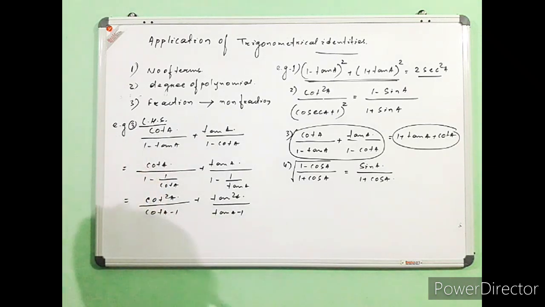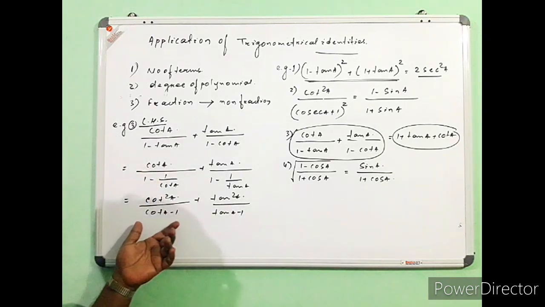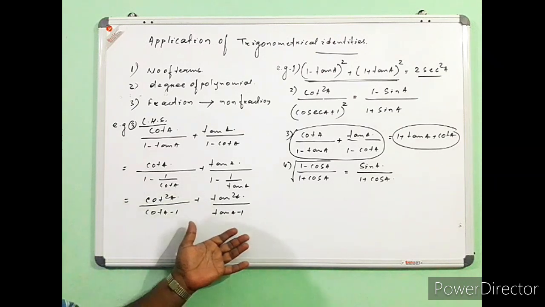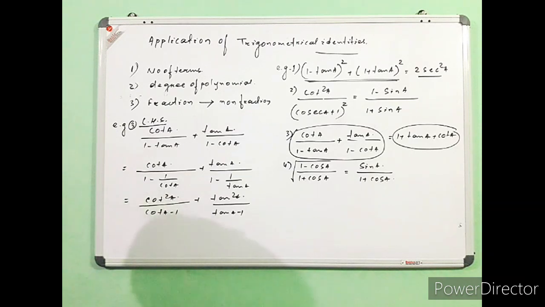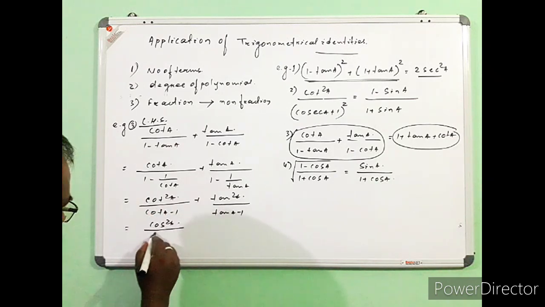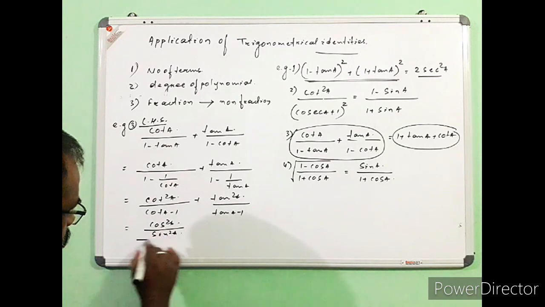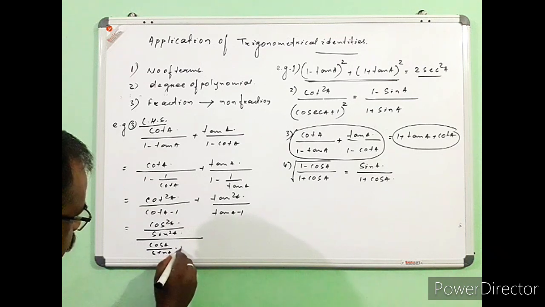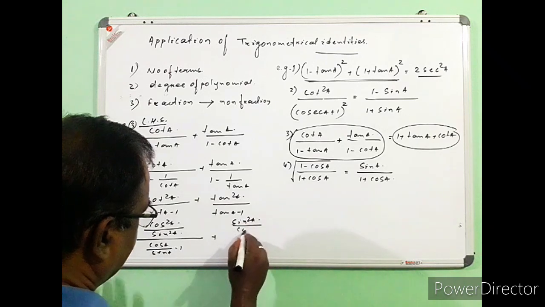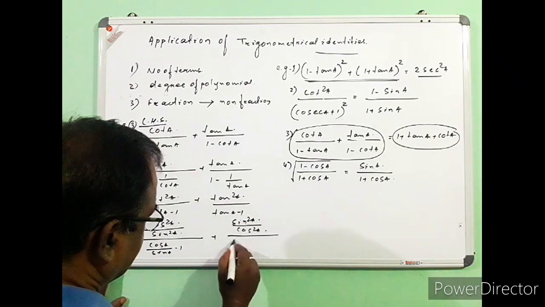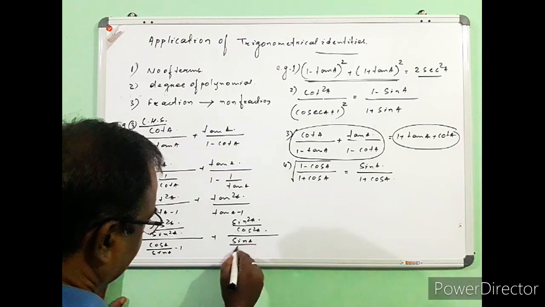Now, if we want, we can change all these to sine and cos, or we can change that to one term. So now this becomes (cos square A by sine square A) whole divided by (cos A by sine A minus 1) plus (sine square A by cos square A) whole divided by (sine A by cos A minus 1).